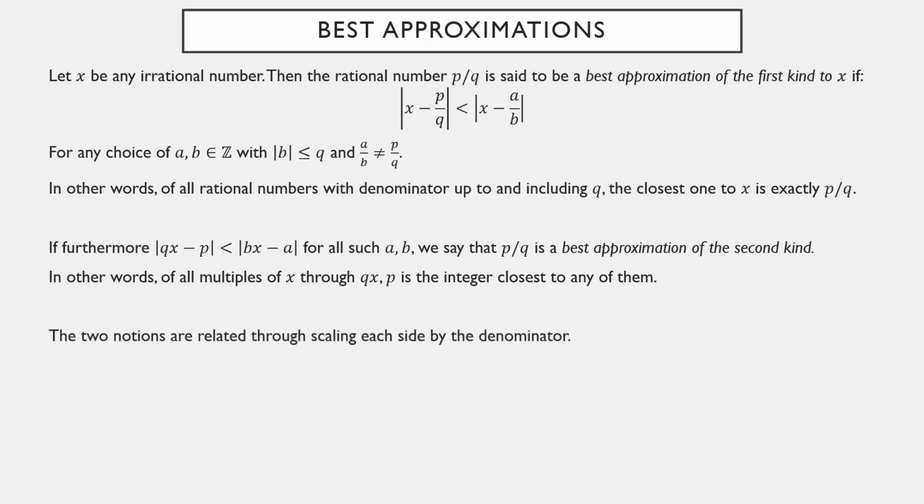They're related, as I mentioned: if you multiply this side by the denominator q and this side by the denominator b, then you end up with this expression right here. Note, however, that q is bigger than or equal to b, so you're multiplying this side by something bigger and this side by something smaller. So there's not a direct correspondence. You can't just get from one of them to the other. So they are different notions.